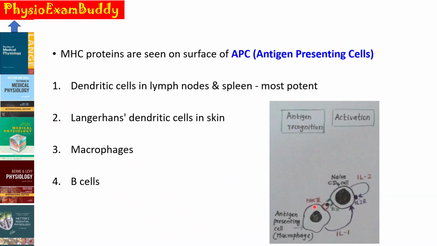And these MHC proteins are seen on the surface of antigen presenting cells. So what are these antigen presenting cells? The antigen presenting cells usually have the major histocompatibility protein or HLA antigen on their surface. And the most commonly seen antigen presenting cells in our human body are, first, dendritic cells, which are present in the lymph nodes and the spleen. They belong to the most potent category of antigen presenting cells. And other antigen presenting cells in our body are Langerhans dendritic cells in the skin, macrophages as well as B cells.